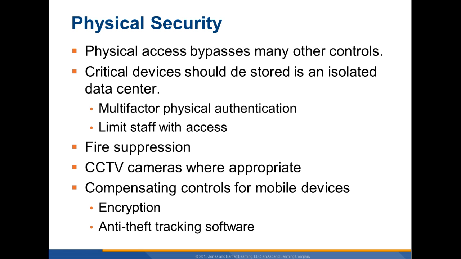Once they are properly admitted into the network, that doesn't mean they need to be authorized to go into your server room, for example. You need to have fire suppression, because fire is the number one physical threat to all computer systems. You need CCTV cameras where appropriate, if you really believe that you need to ramp up your security by being able to record who goes in and out of a computer room or a server room and what they do. And you need compensating controls for mobile devices. These compensating controls need to include encryption and perhaps anti-theft tracking software.